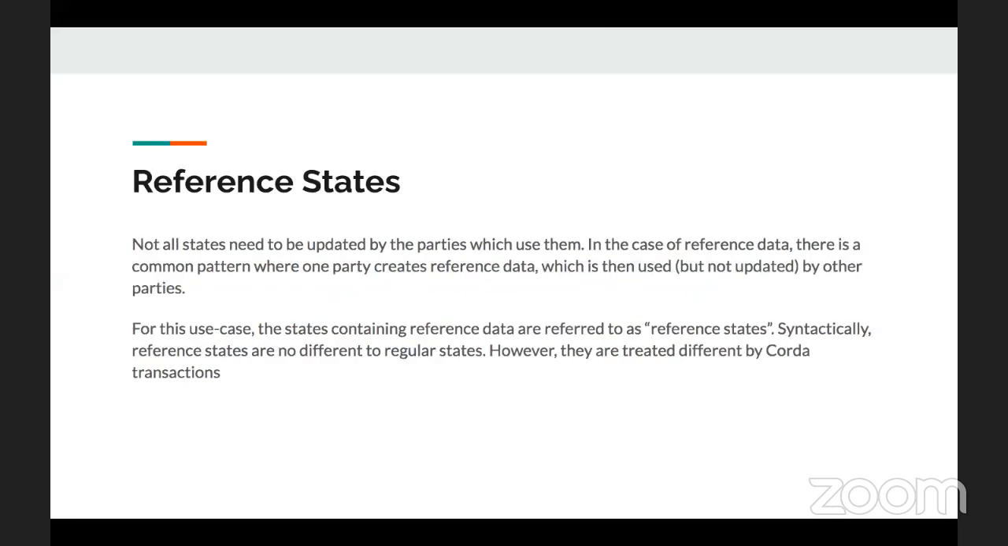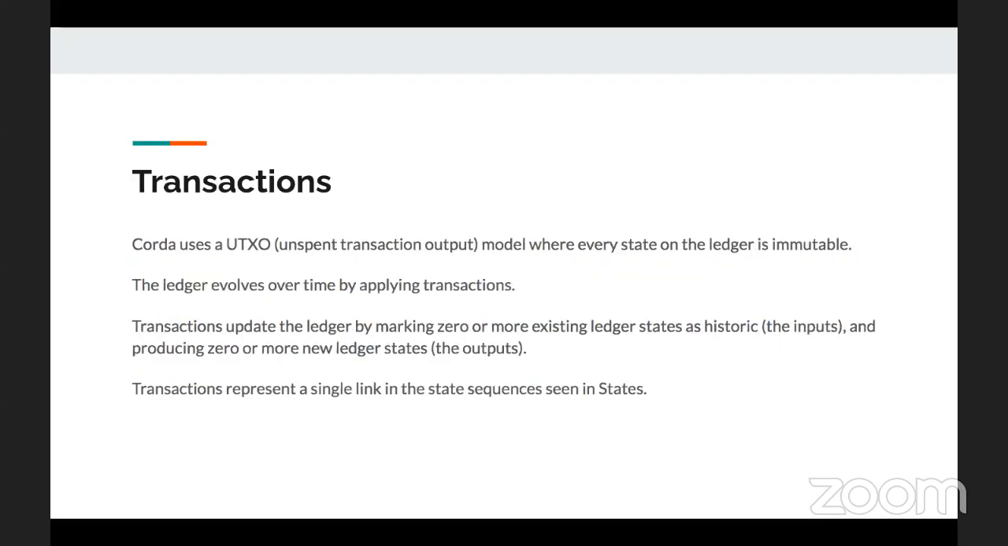There are some states which we term as reference states. Not all states need to be updated by parties which use them. In the case of reference data, there is a common pattern where one party creates reference data, which is then used by other parties. And hence, states containing reference data are known as reference states. They are not syntactically different from regular states. However, Corda treats them differently in transactions.